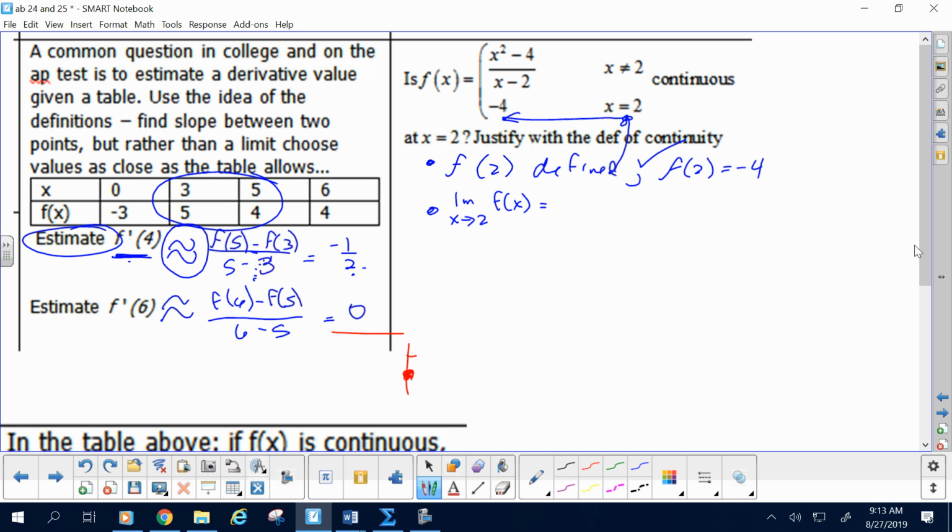Now, do I need to do left hand, right hand? Or is left hand and right hand both going to be by that guy? Yeah, anywhere that x isn't 2, which includes the left hand and the right hand, is that guy.